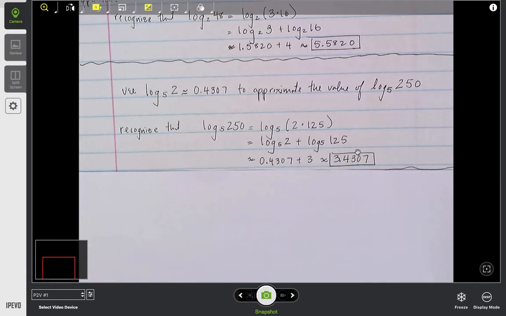So once more we've been using the same logarithmic property, the product property. Once more we figured out that the power of 5 that produces something really close to 250 is 3.4307.